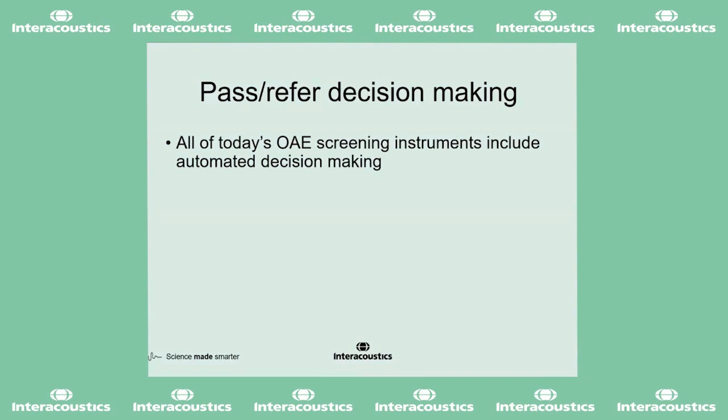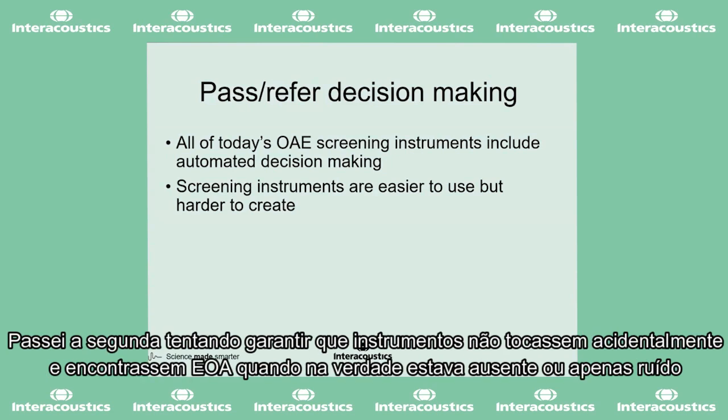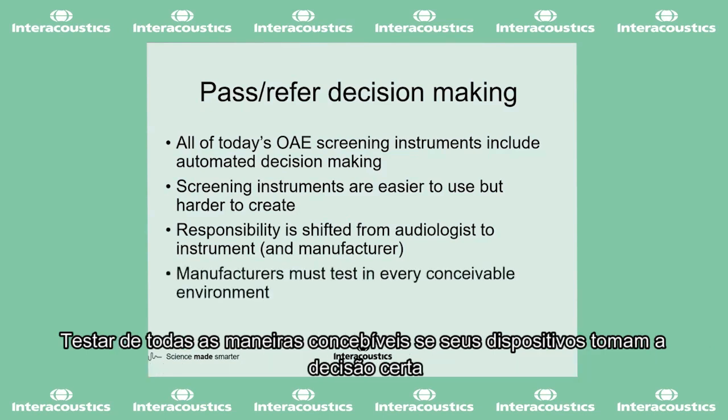Now, to give some perspective to the size of this task, I spent the first half of my career researching better ways to find the otoacoustic emission signal. And I've spent the second half trying to make sure that the instruments don't accidentally indicate that they found an emission when in fact it was absent or just noise. And so we've shifted the responsibility from the audiologist to the instrument to make the decision, and ultimately to the manufacturer. And so the manufacturers have to test in every conceivable way whether their devices make the right decision.